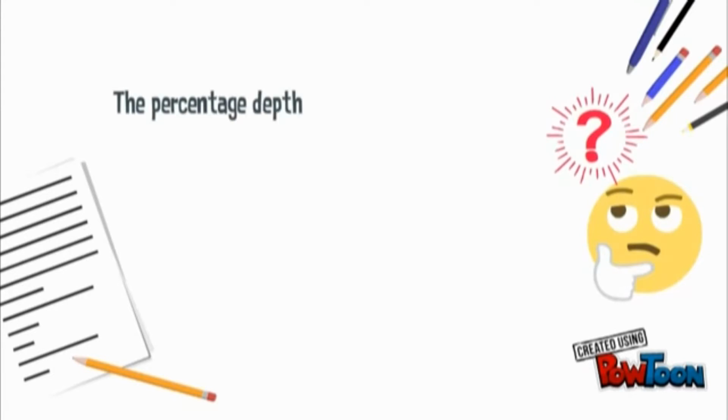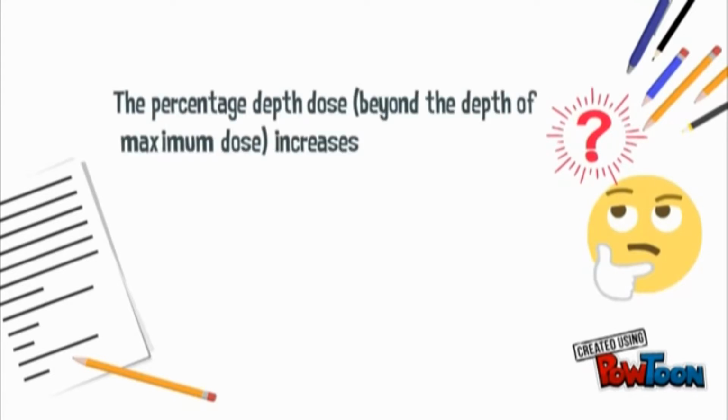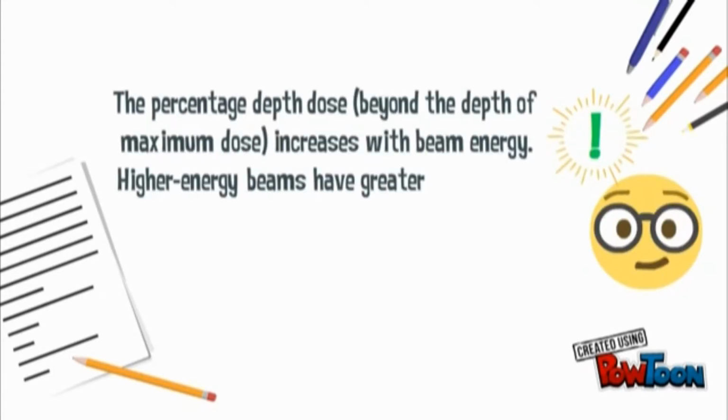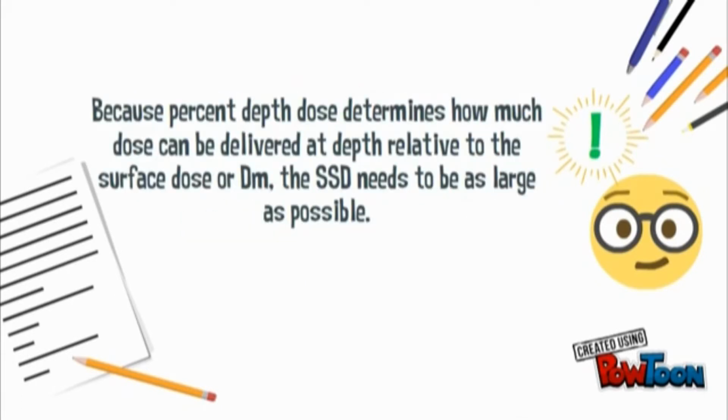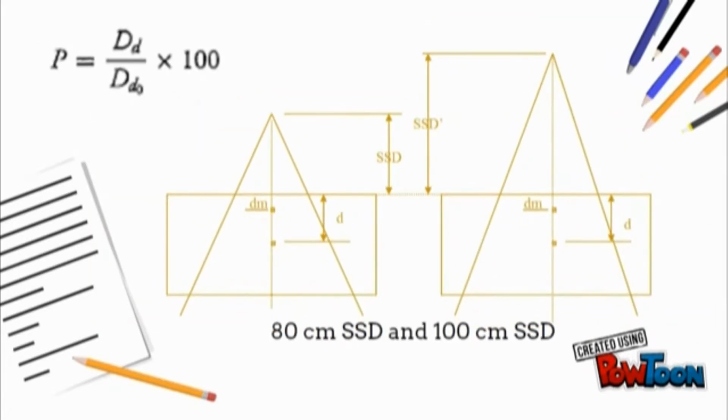The percentage depth dose beyond the depth of maximum dose increases with beam energy. Higher energy beams have greater penetrating power and thus deliver a higher percentage depth dose. Because percent depth dose determines how much dose can be delivered at depth relative to the surface dose or Dmax, the SSD needs to be as large as possible. So this is the formula of the PDD.